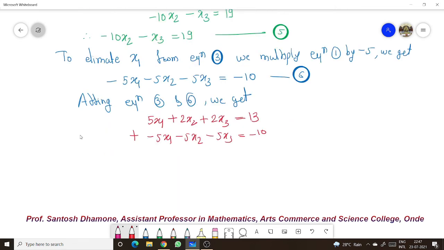What we get? We get, this 5x1 cancels. We get minus 3x2 minus 3x3 is equal to 3. Therefore we get minus x2 minus x3 is equal to 1. This is equation 7.